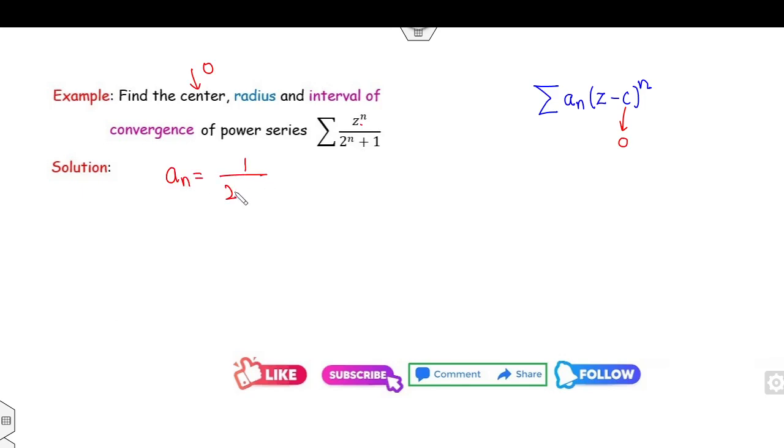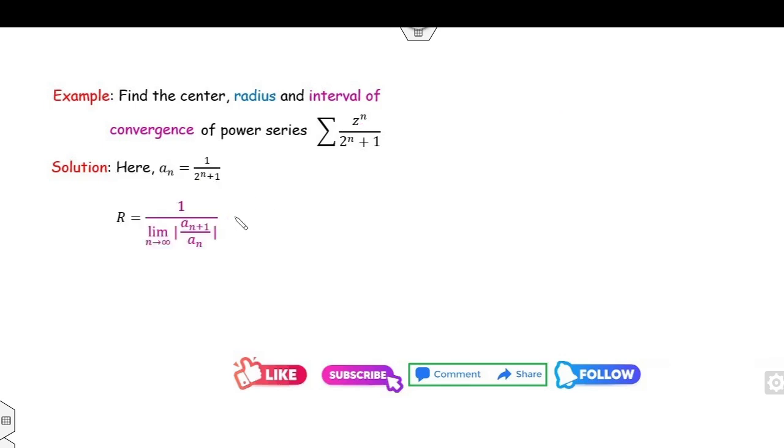a_n will be 1 over 2 raised to power n plus 1. Now I can find the value of R by using these expressions. Can you substitute the value of a_(n+1)? a_(n+1) will be 1 over 2^(n+1) into 2^n plus 1 over 1. So this expression is written here.